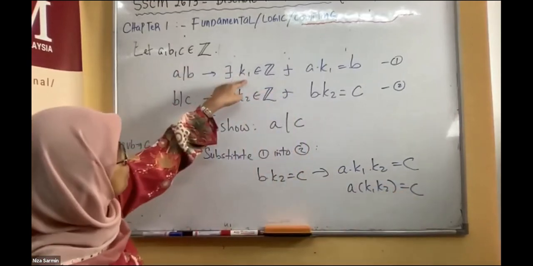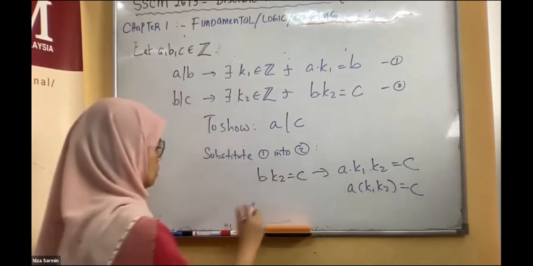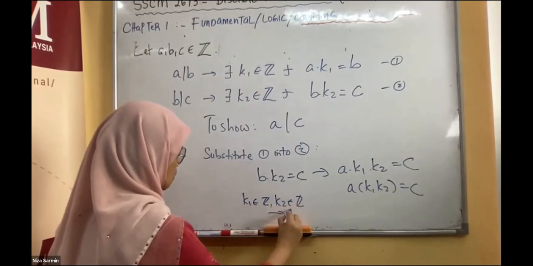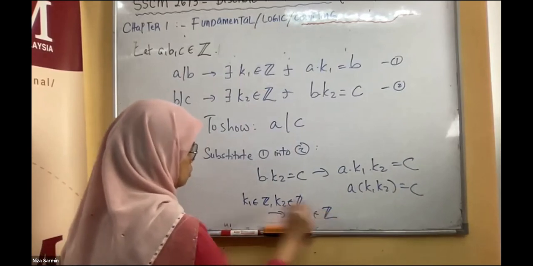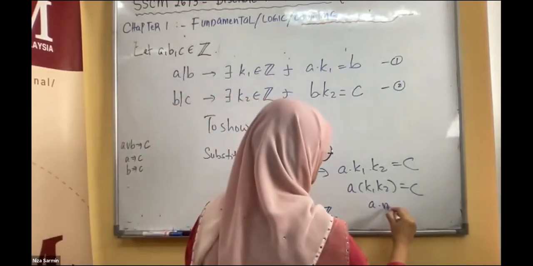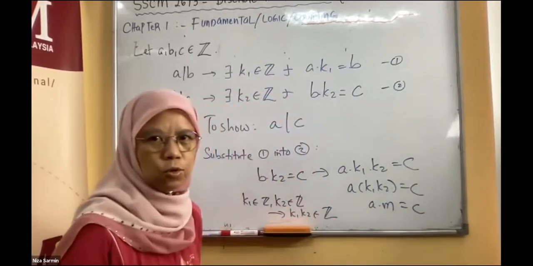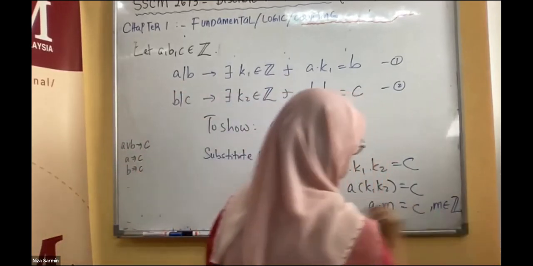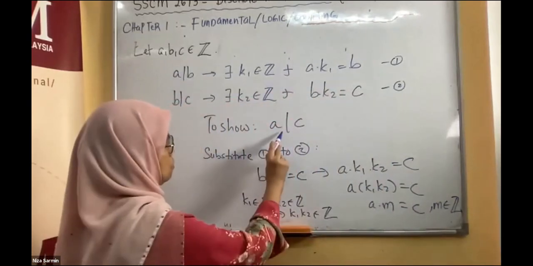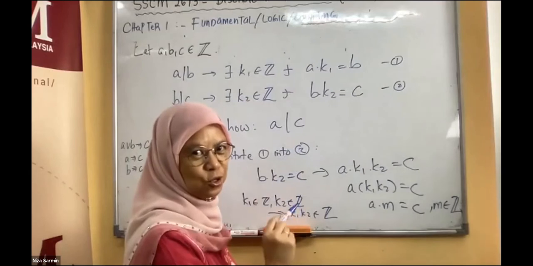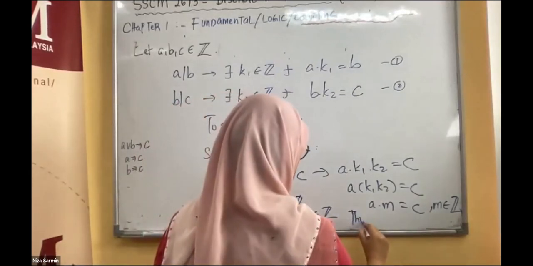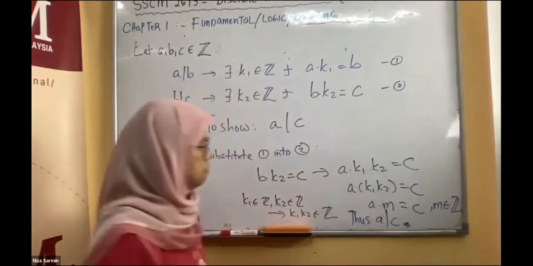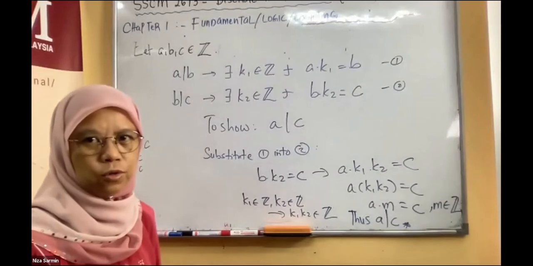Since k1 is integer, k2 is integer, k1 k2 is also an integer. I call this m, so A m equals C. M is an integer, right? So then don't forget to conclude, because this is your answer. Does A divide C? Don't forget to conclude.